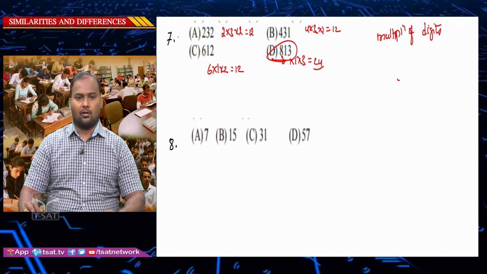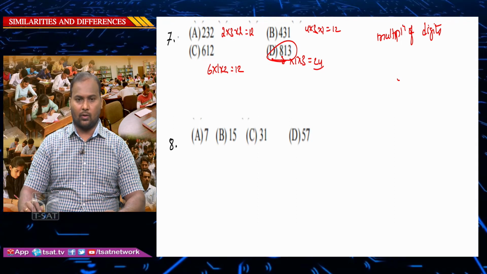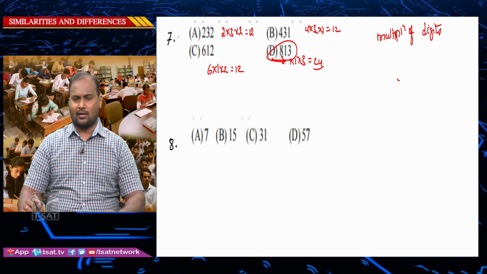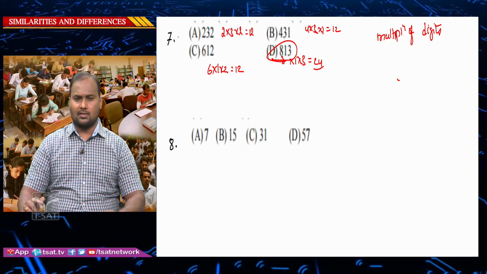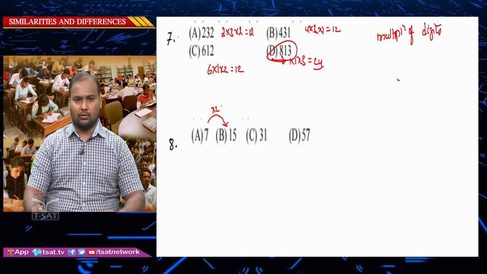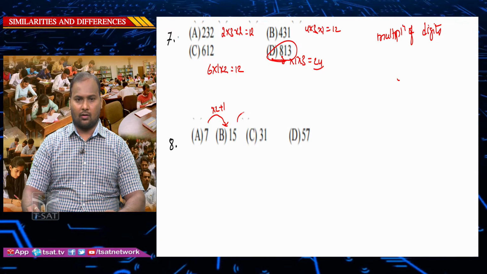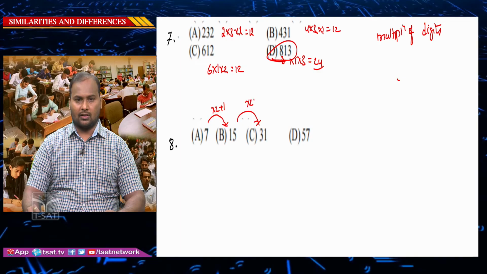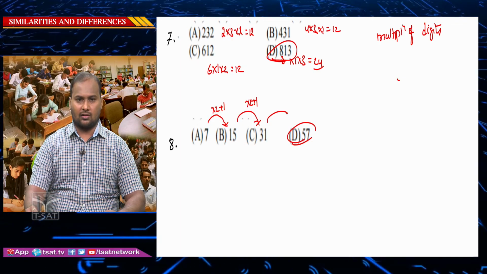Next question. The options are 7, 15, 31 and 57, right? If you carefully observe these numbers, all are different numbers. The problem is some students think that here 7, here 15, so it is multiplied by 2 plus 1. It's a combination of multiplication and addition. Or 15, 31 into 2 plus 1. This is not possible, so the answer is option D. No, this is not the logic.